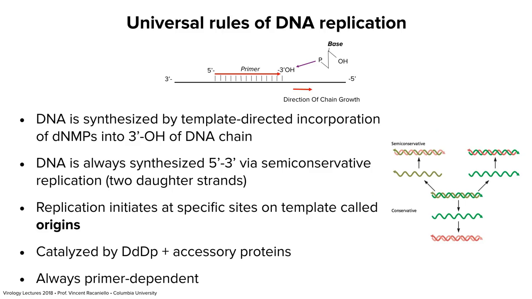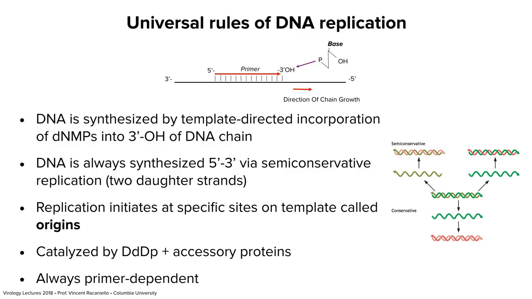Now, the rules for DNA synthesis are very similar to the rules for RNA synthesis, so some of these may look familiar. Again, we have template-directed synthesis. There's a DNA molecule which is copied by a polymerase to make another DNA molecule. And that template is read in the 3' to 5' direction. The new DNA is made in a 5' to 3' direction, and new triphosphates are added to the 3' hydroxyl of the growing DNA chain. It is a primer-dependent reaction. In all the cases that we're going to talk about today, DNA synthesis is a primer-dependent reaction.